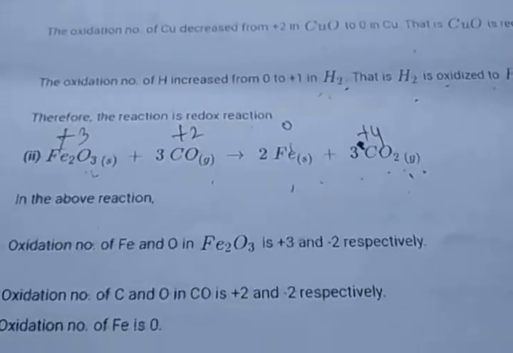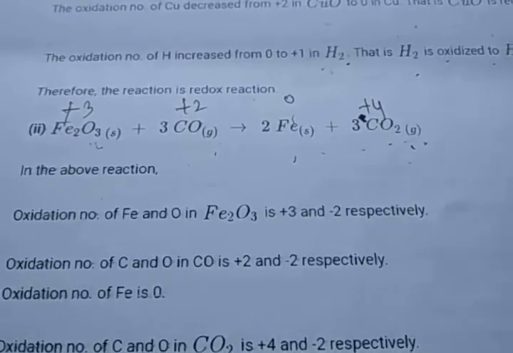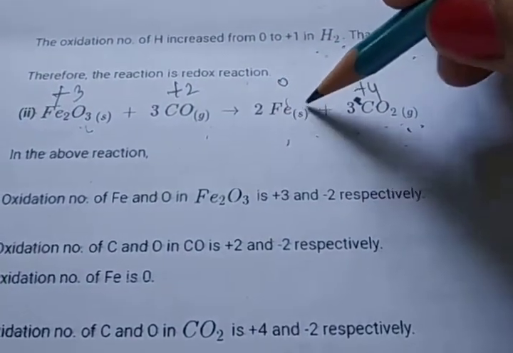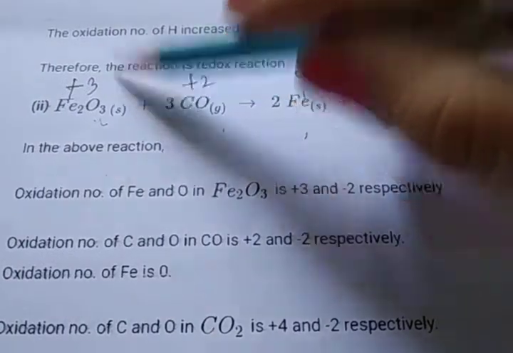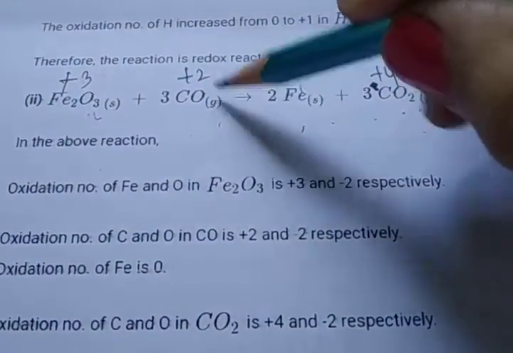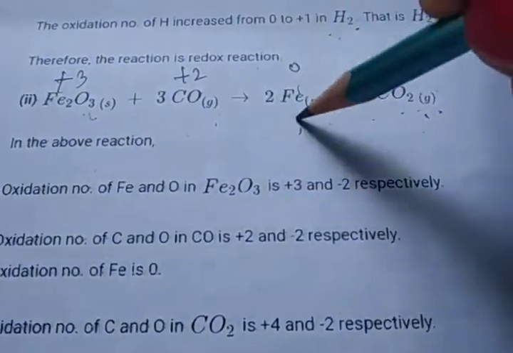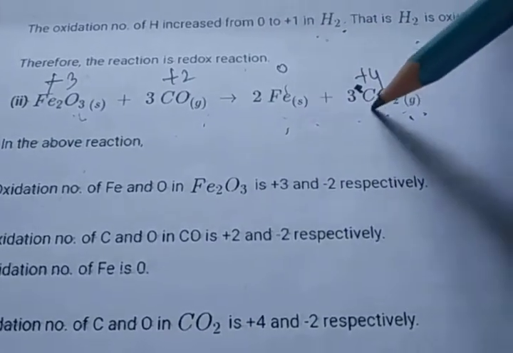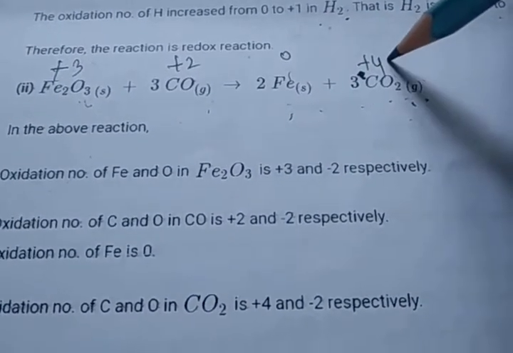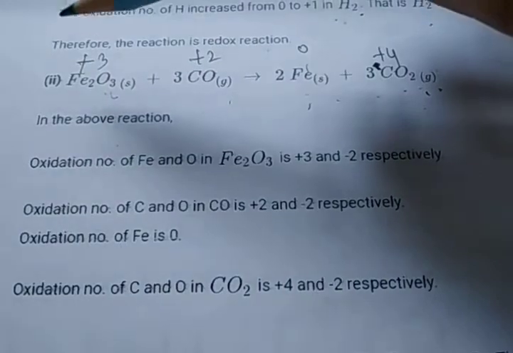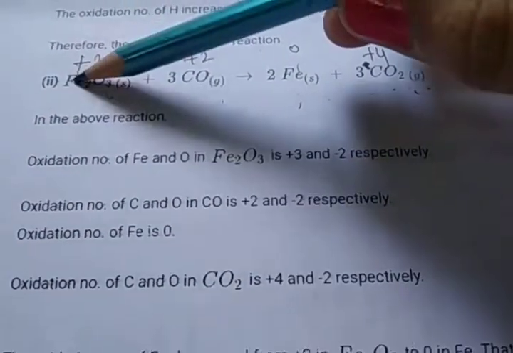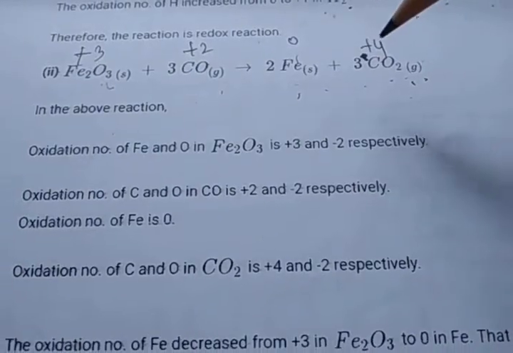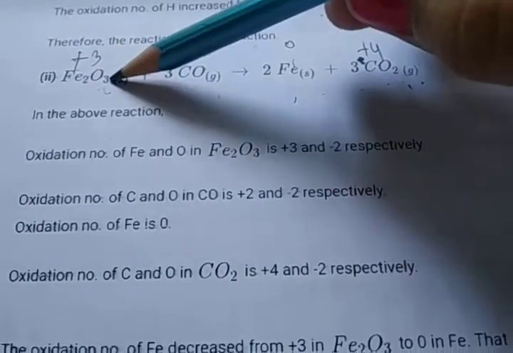Like the second question: Fe2O3 plus 3CO converts into 2Fe plus 3CO2. So here Fe has oxidation number +3. Here in carbon monoxide, carbon has +2. Here Fe has 0 oxidation number. In carbon dioxide, carbon is +4. So the oxidation numbers of Fe and oxygen are +3 and -2 respectively, because here it is Fe2O3.